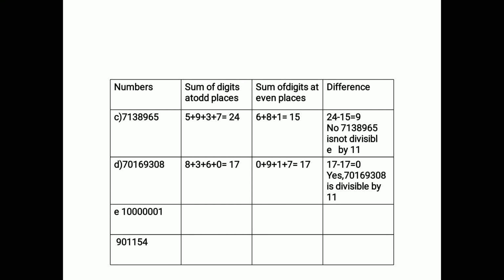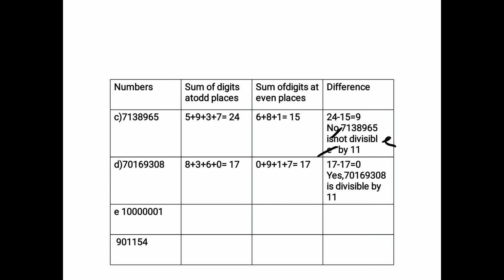Numbers are less. So now in odd places add 5, 9, 3 and 7. Answer comes 24. Clear? Now we add 6, 8 and 1. Answer comes 15. 24 minus 15 is 9. 9 does not come in the table of 11. So you write no. 7138965 is not divisible by 11. Clear?